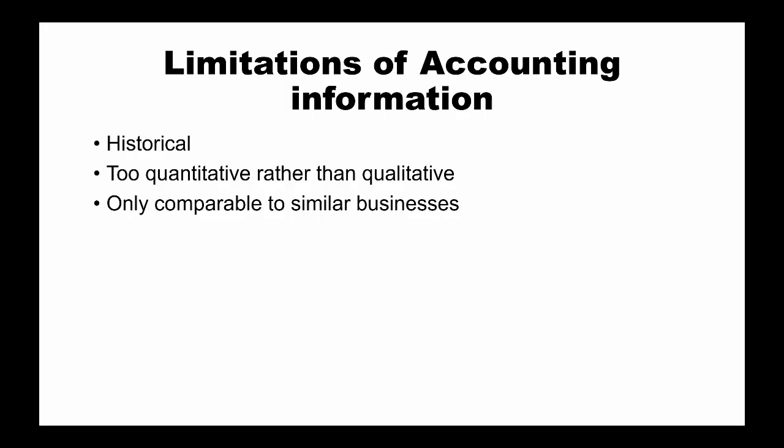Also, it is too quantitative rather than qualitative. Accounting information has too many figures and fewer explanations. For any system to be useful, it must strike a balance between quantitative and qualitative measures. More so, it is only comparable to similar businesses. So accounting information is only comparable to businesses of a similar nature. It is difficult to compare a service-oriented organization to a manufacturing-based firm.